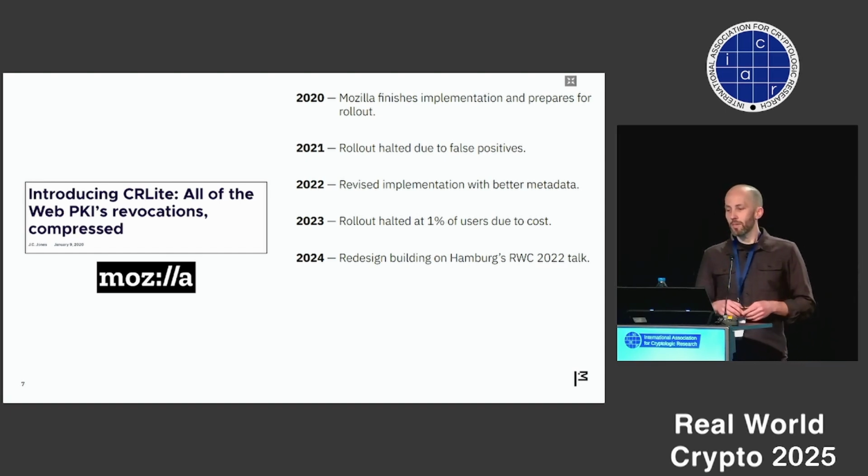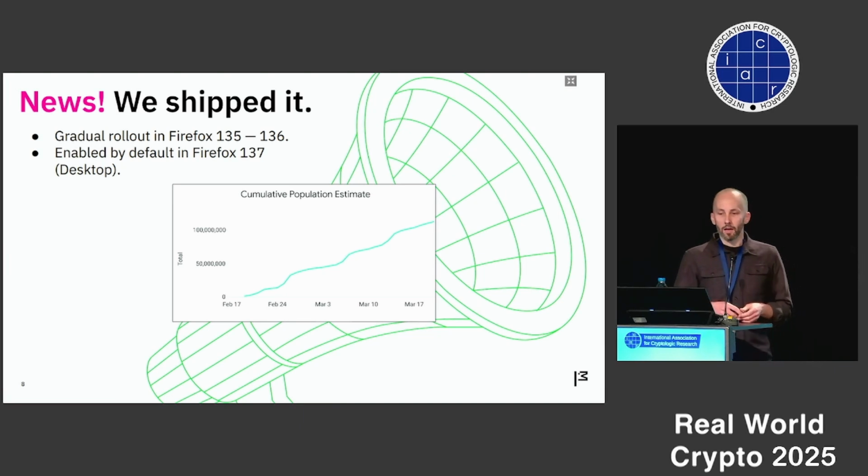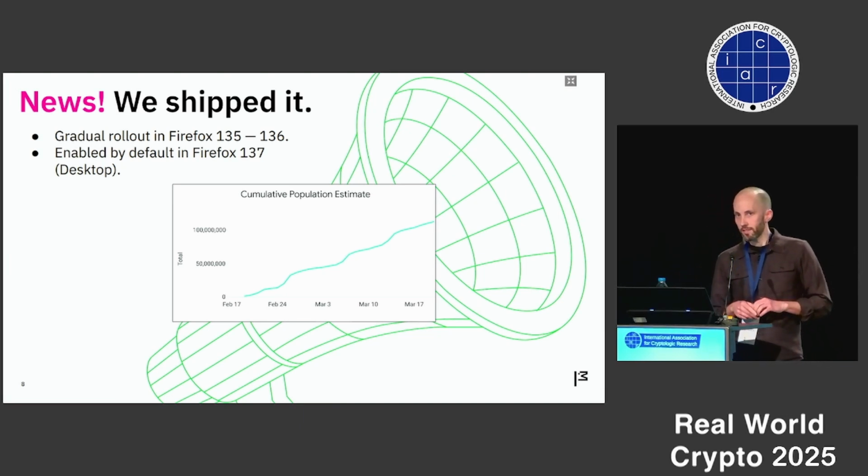At about the same time, in 2022, Mike Hamburg gave a nice talk at RWC with a proposal for doing something like CR-Lite, but with a different data structure at its core, so replacing the Bloom filters. And so in 2024, when I got some time, I redesigned our CR-Lite implementation around some of Mike's ideas. The news in 2025 is that we've shipped this.